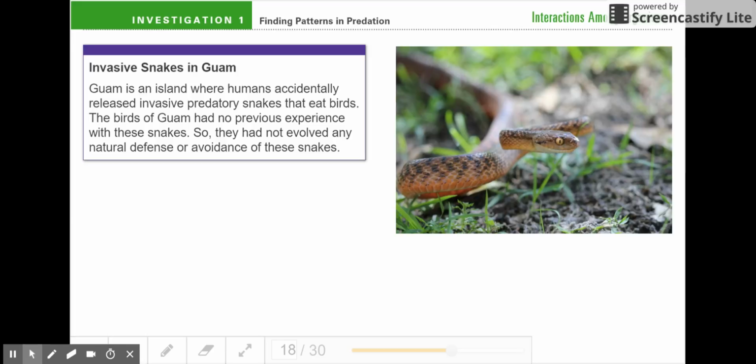The birds of Guam had no previous experience with these snakes, so they had not evolved any natural defenses or avoidance of these snakes. So think about that: they had never seen these snakes before. They had no way to fight them off, and they had no way to effectively get away from them.